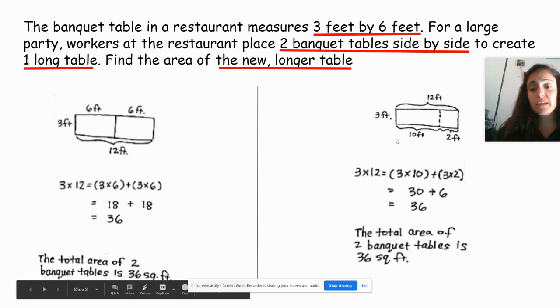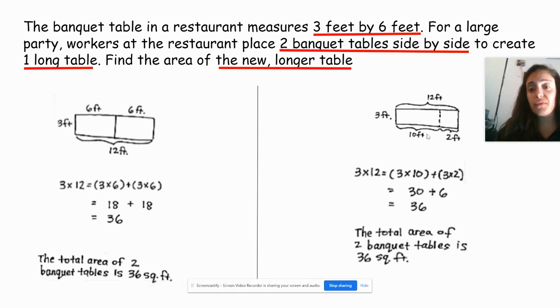The only difference is that I broke this 12 feet by a group of 10 and a group of 2, and this one by 2 groups of 6. So we still know that they are both properties of 12, okay? So I know that 10 plus 2 is 12, and 6 plus 6 is 12 as well.